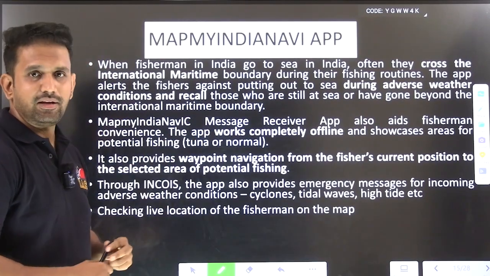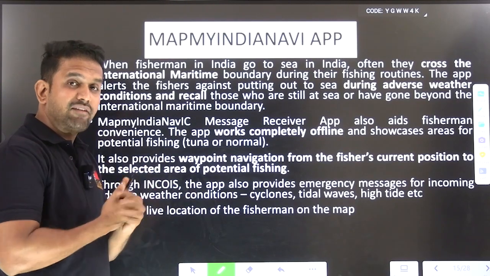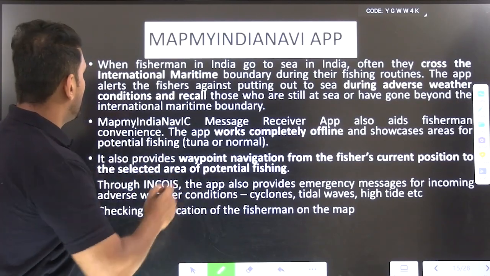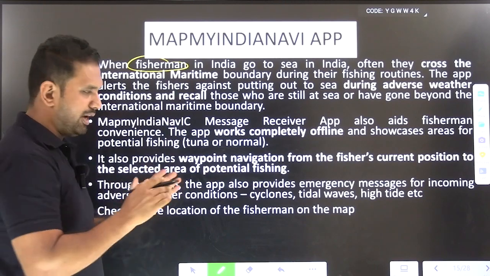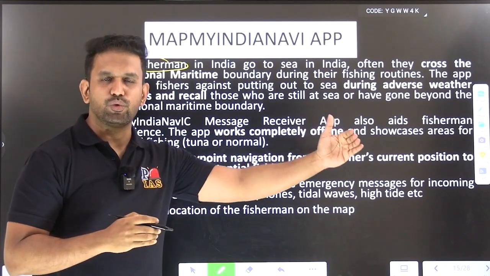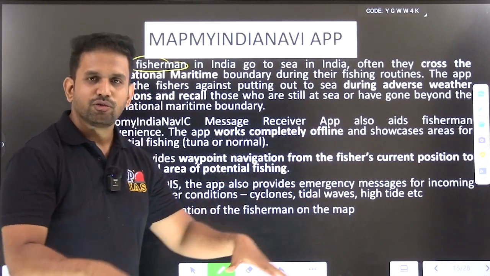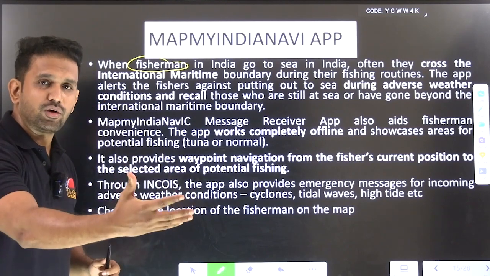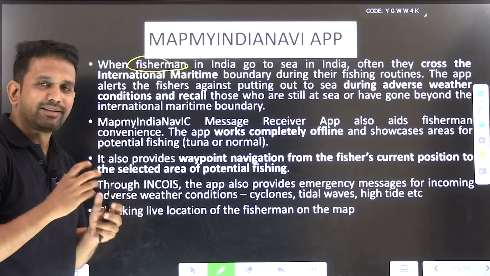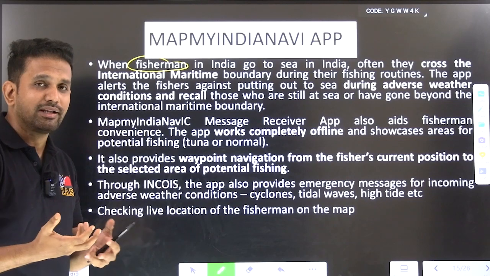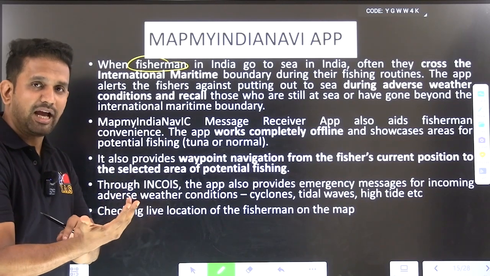Right. Map My India Navic app. So our fishermen, sometimes what will happen is that they will go into the deep sea or deep ocean to do fishing, right or wrong. So sometimes it happens that they may even cross international maritime borders. So at that time they should get an alarm in their mobile, yes. So that is how this app will work.